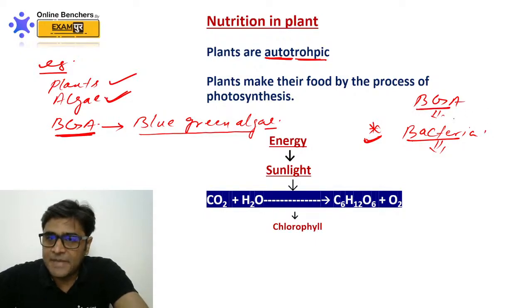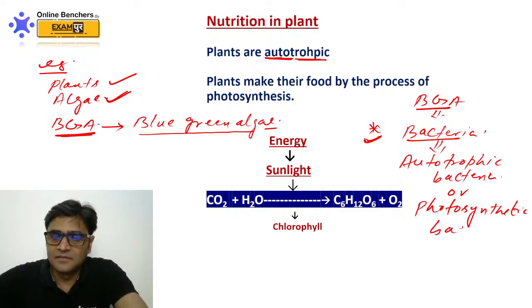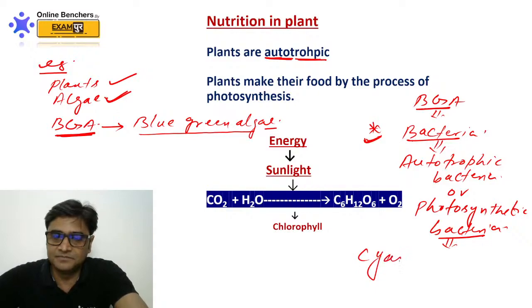Blue-green algae is a bacteria. Which type of bacteria? Autotrophic bacteria, or you can say photosynthetic bacteria. And those bacteria which prepare their own food by the process of photosynthesis are known as cyanobacteria. Yes, cyanobacteria. Very, very important point.